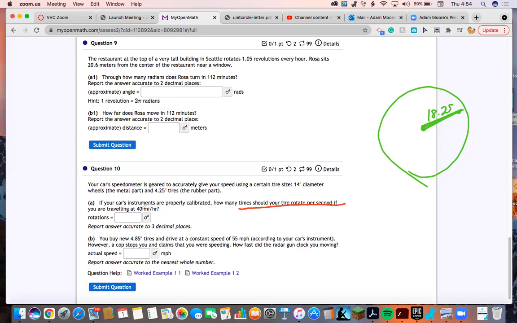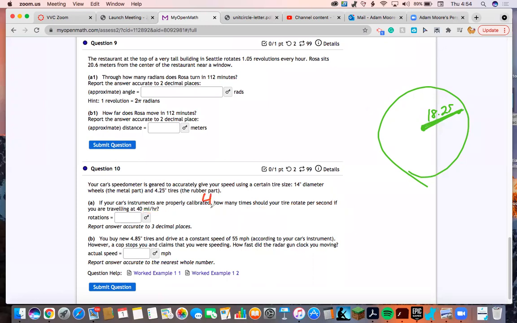But anyway, if you're traveling at 40 miles an hour, and what I'm seeing here is just like the last problem, we're seeing different units being used. They're giving you miles per hour to work with, and you have to turn them into revolutions per second. And so let's see if we can make that work.